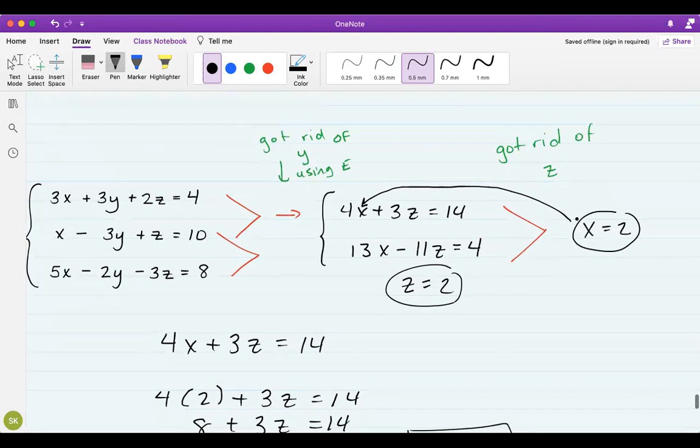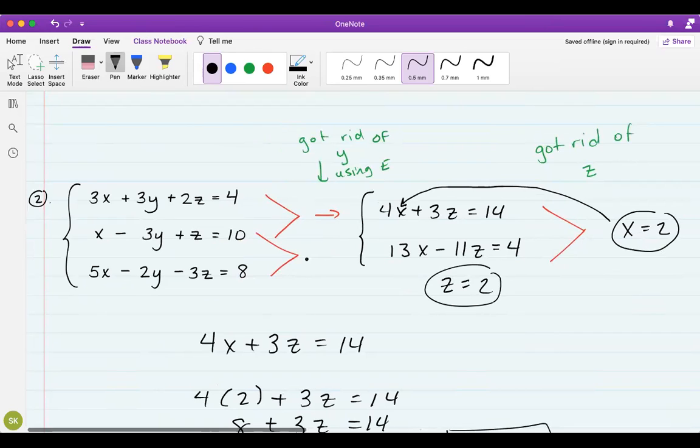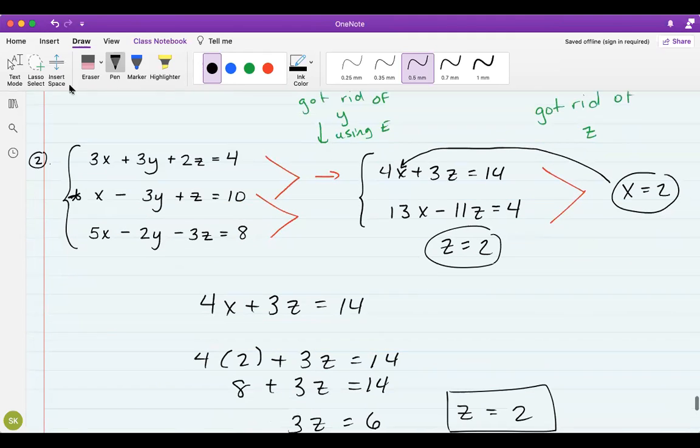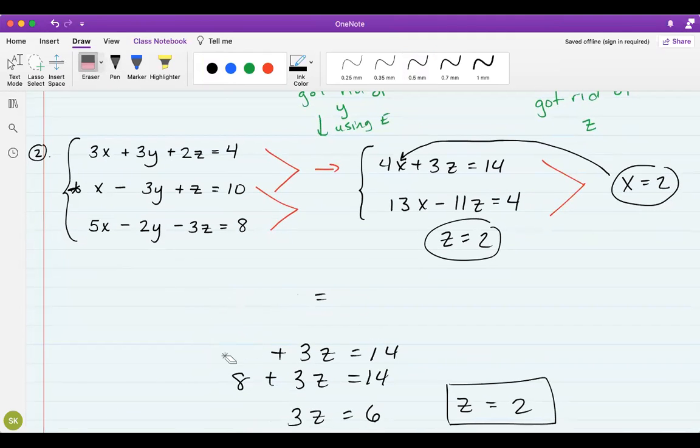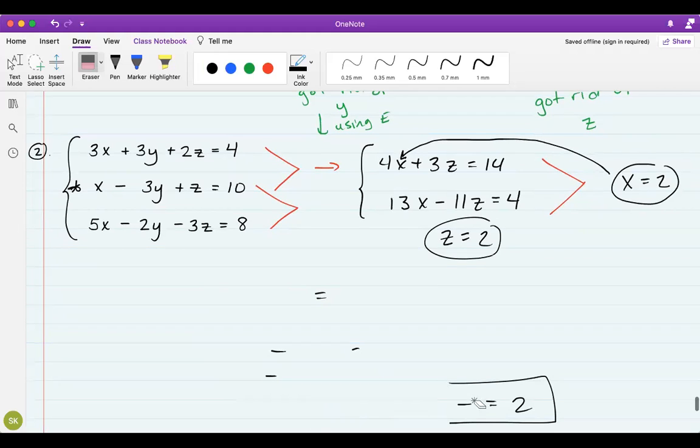So we're going to use both of these, plug them into any one of these. Now you probably want to go with the least complicated equation. I'm going to choose the second one because there's no scalar in front of this x. And then we should be able to find y using that.